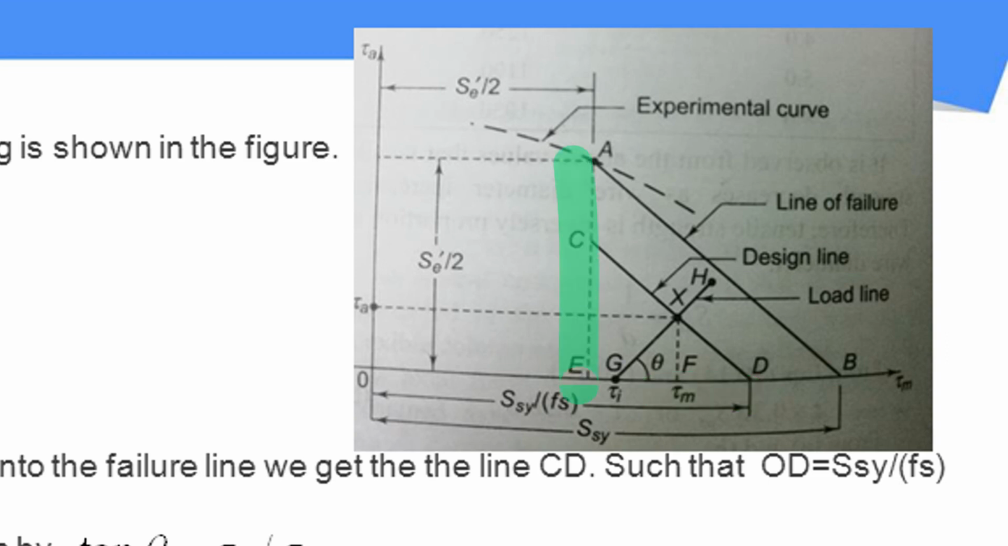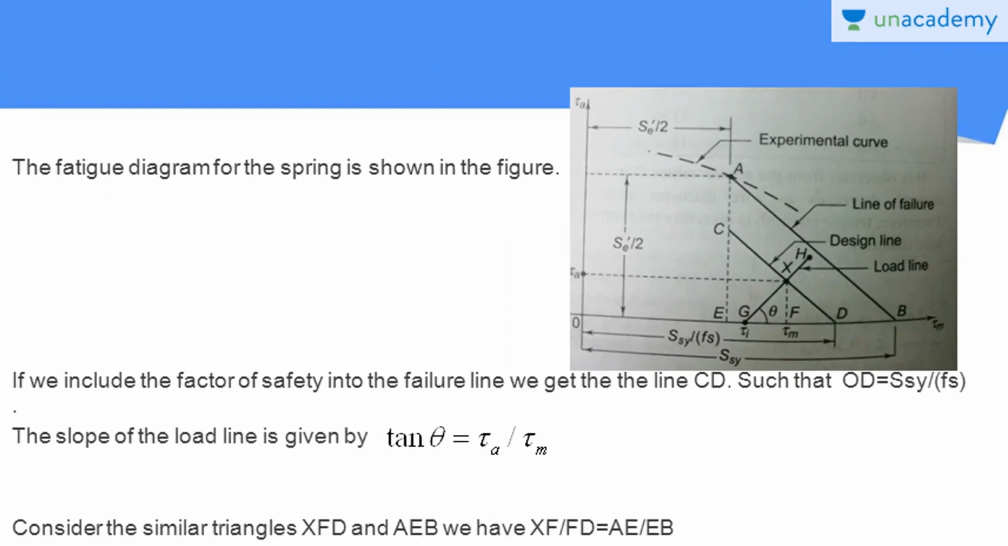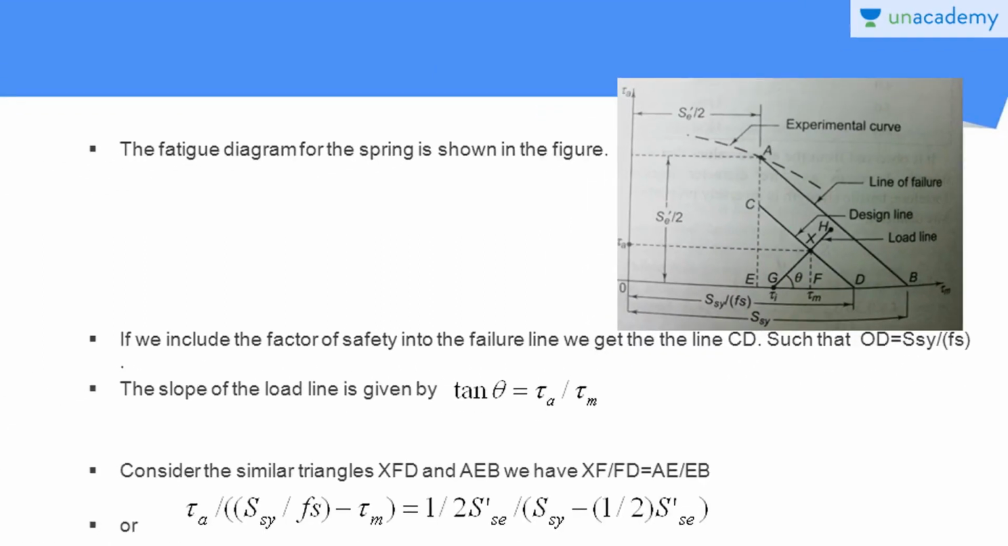As you can observe here, we have CD parallel to AB because CD is obtained by dividing each value on AB by the factor of safety. That's why these two lines are parallel. And as you can observe from these two diagrams, XFD and AEB are similar triangles. So we can use the relation for similar triangles to obtain the relation between tau A and the endurance limit of the material.